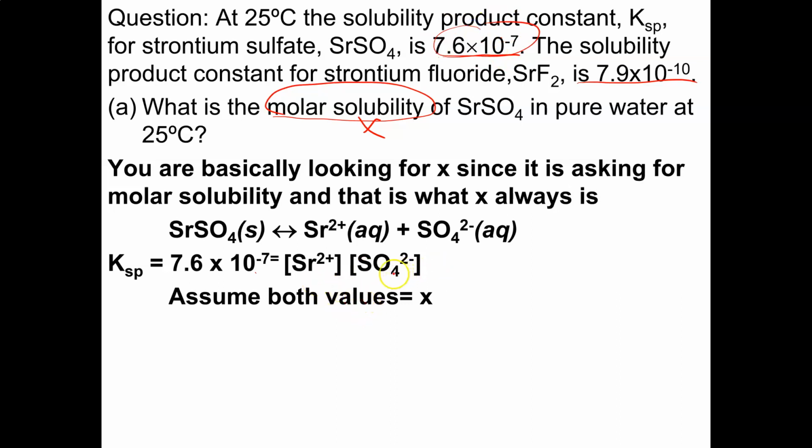Equal to those two. So they're a 1-to-1 ratio. So I'm going to call both of them X. What if there was 2 here? And this would be 2X, and you would square the number, right?